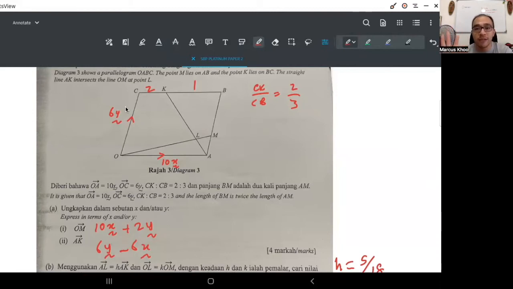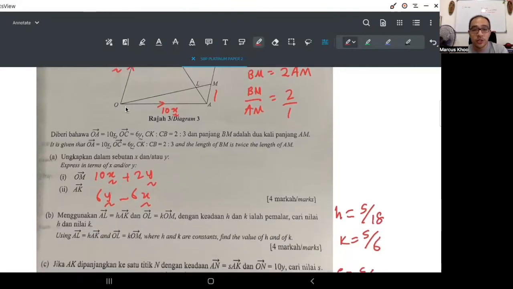Let's not even think about it, we follow the information now. The length of BM is twice the length of AM. So BM over AM is 2 and 1. This one makes sense. The CK and CB, I don't know what's happening now, but let's just follow. Remember, follow the information, don't follow the picture.